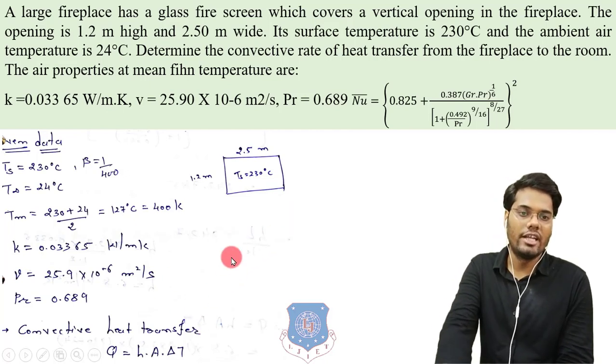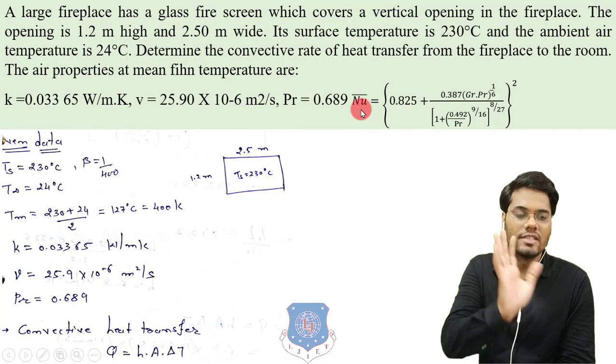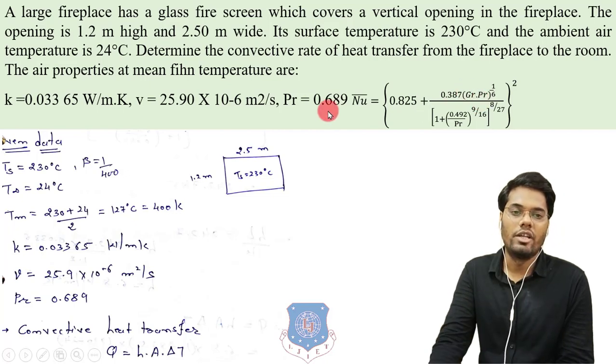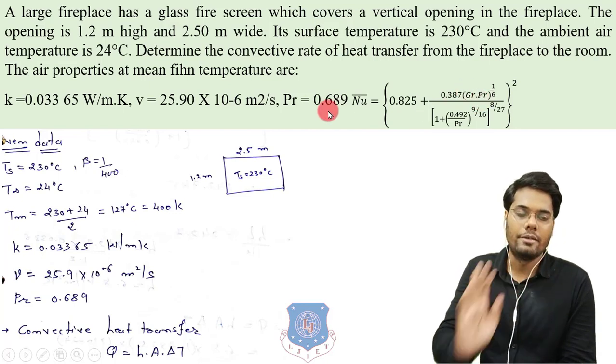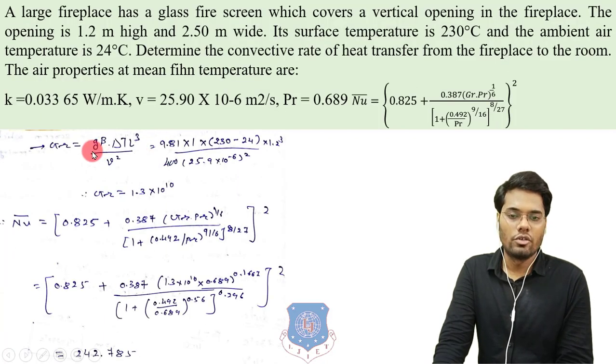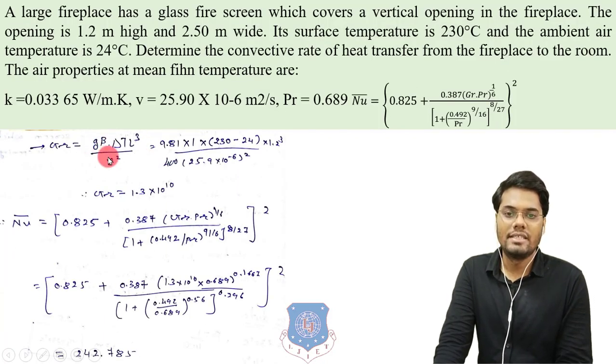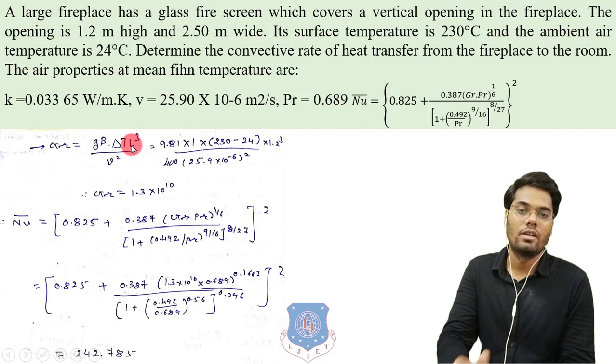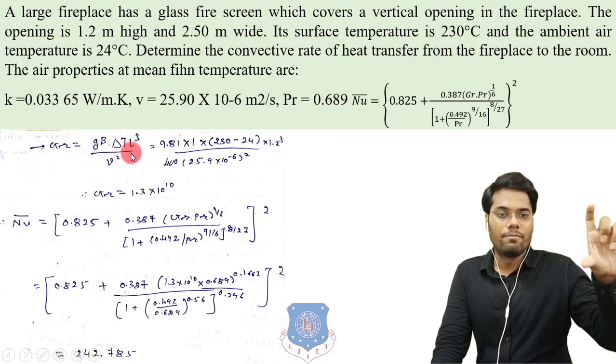To find the value of h, we want to calculate the value of the Nusselt number. And to calculate the Nusselt number, we require the value of Grashof, because Prandtl is already given in the question, which is 0.689. So let's calculate the Grashof number by using the equation beta g delta T L cube by nu square. Here L is a characteristic dimension. So there is a fireplace.